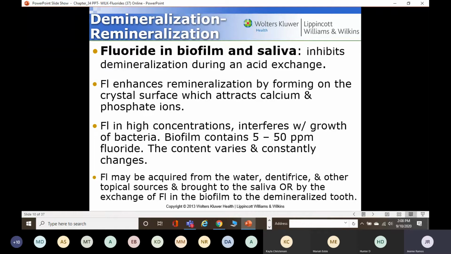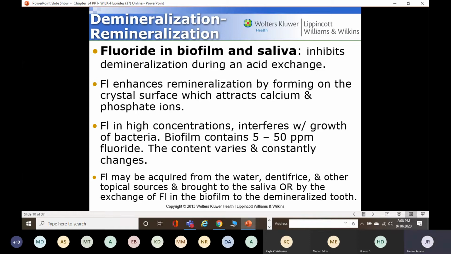So the fluoride enhances remineralization by forming on the crystal surface. And when it forms on that crystal surface, it attracts calcium and phosphate ions. So it's like a triple whammy. Fluoride in high concentration interferes with growth of bacteria. Biofilm contains 5 to 50 parts per million fluoride. So the content varies and it constantly changes.